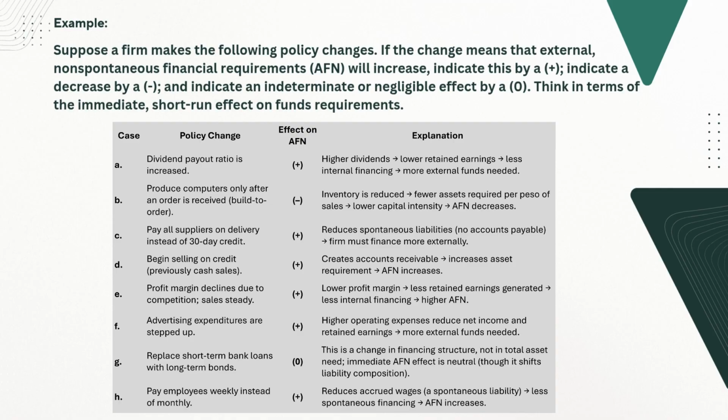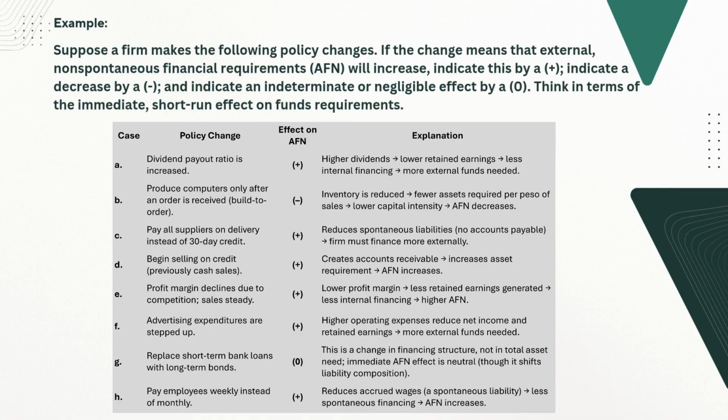Next, produce only after an order is received, or build to order, and the EFN effect is negative. So the explanation on this is that this policy reduces inventory levels because production only happens when there's confirmed demand. Less inventory means fewer assets are tied up in stock, thus reducing the assets to sales ratio and therefore AFN decreases.